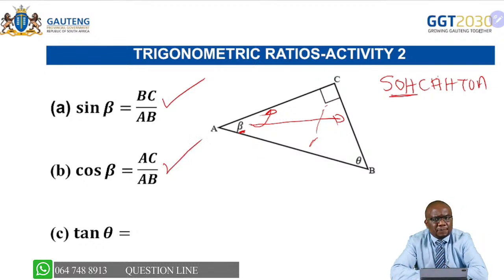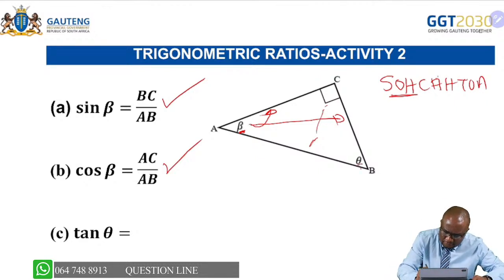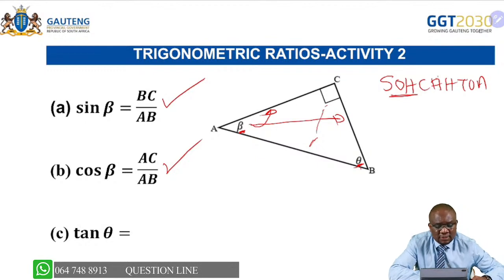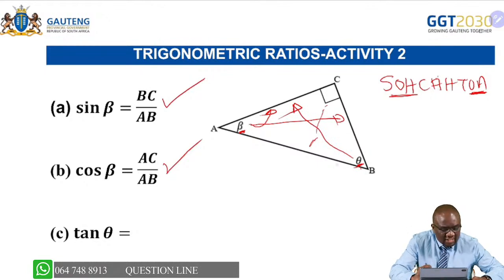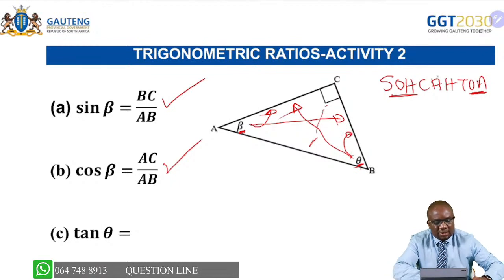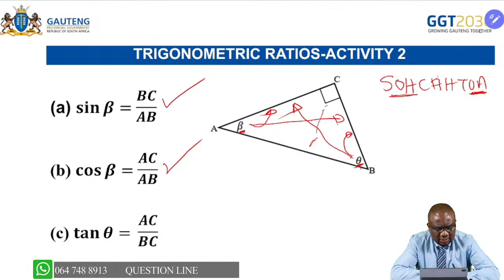Mark that. Okay. And then we have tan theta. Now, be careful. Which angle are you referring to? Tan theta is opposite over adjacent. Which side is opposite angle theta? It is AC. Which side is adjacent? It can't be AB, AB is the hypotenuse. So it's this one, BC. So tan theta is AC over BC. Okay? Right. AC over BC.